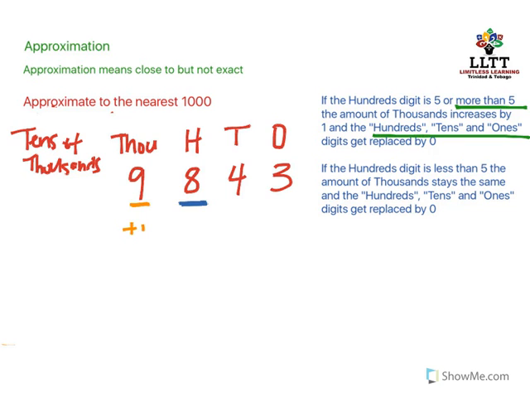So we put the 0 under thousands and the 1 under the new place value for tens of thousands, and then we continue with what our rule tells us to do. We're going to replace hundreds value with 0, tens value with 0, and ones value with 0. So when we approximate 9,843 to the nearest thousand, we actually get 10,000.